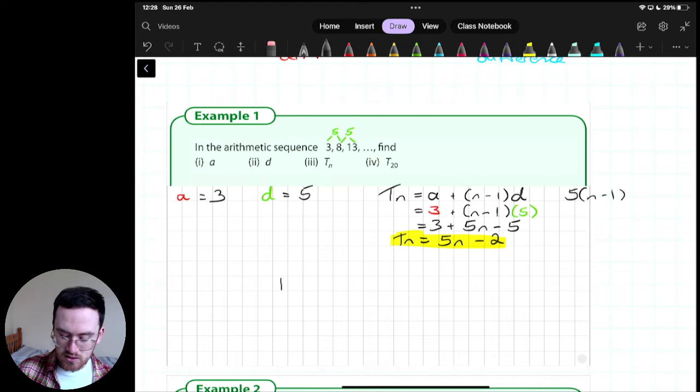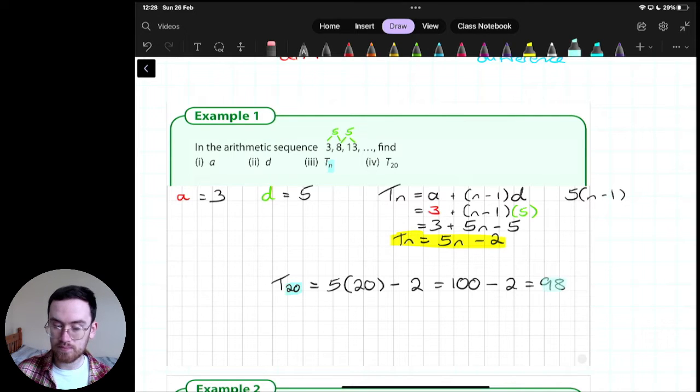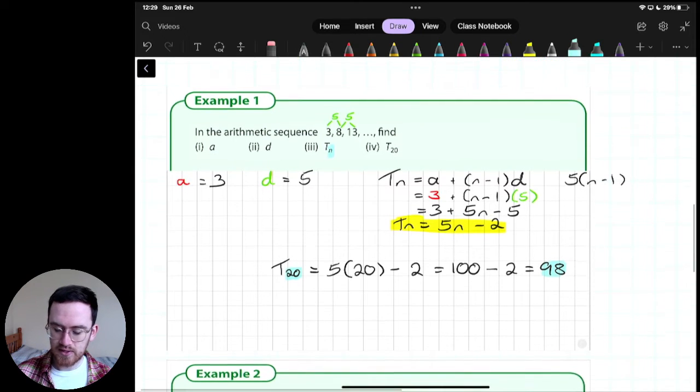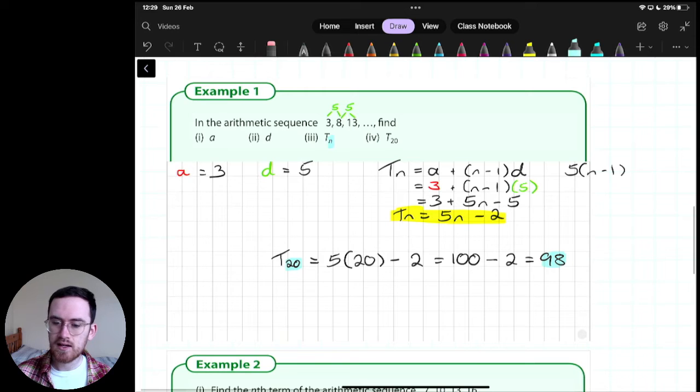And that's what they've asked us to do in the last part, is to find T20. So again, noting here that the 20 there is where we normally have n. So we're subbing in 20 instead of n. So 5 times 20 minus 2, we get 100 minus 2, which is 98 as our answer for term 20 in that sequence. Okay, very important that we're able to follow through with all of these sequences here and finding Tn and then subbing it in.